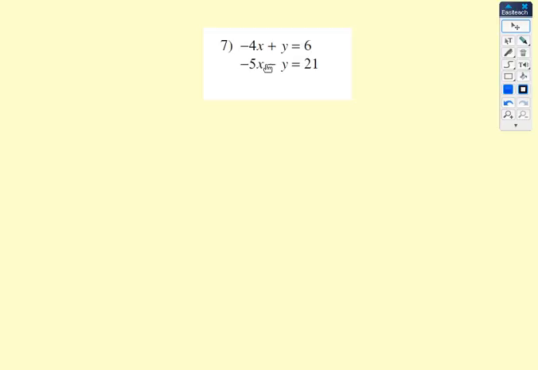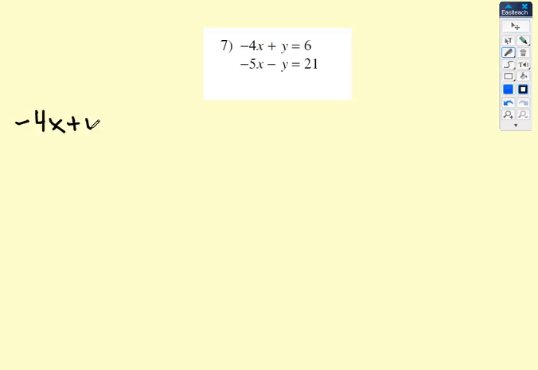Okay, so I start by looking at the equations. Do I want to solve for x? No, because they both have coefficients. Either y would be fine. The first equation looks like it would be pretty easy to solve for y, so that's the one I'm going to choose. But you could choose the second one.